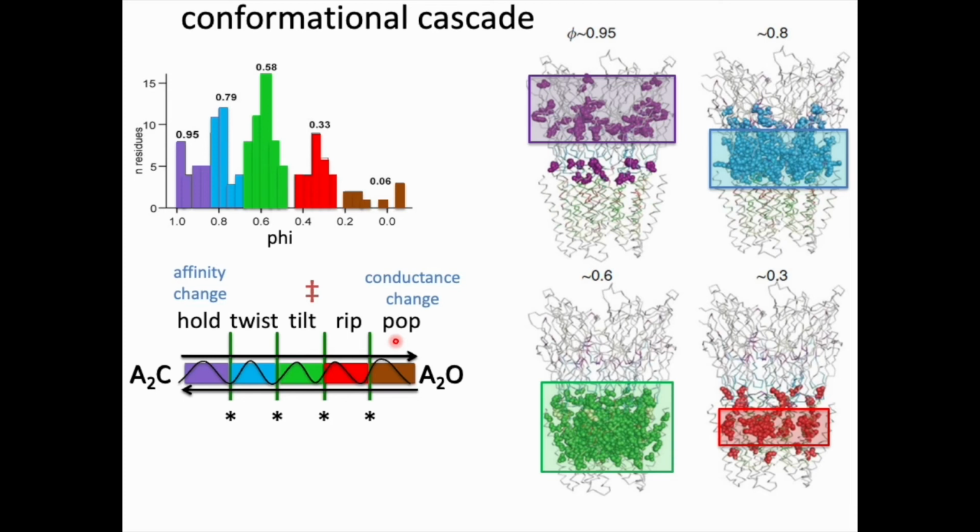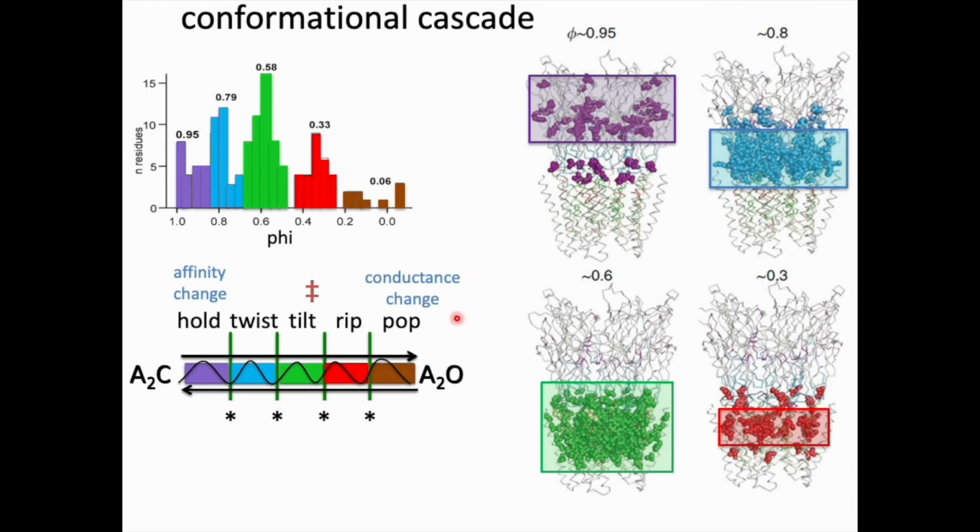And I'll also include part of pop. There's going to be some motion of the membrane. So these hold, twist, tilt, rip, and pop are the names of the 5 sequential conformational changes that separate these 4 intermediate states, which together form something, the flip or prime event. The affinity change is associated with hold, and the conductance change is associated with pop.